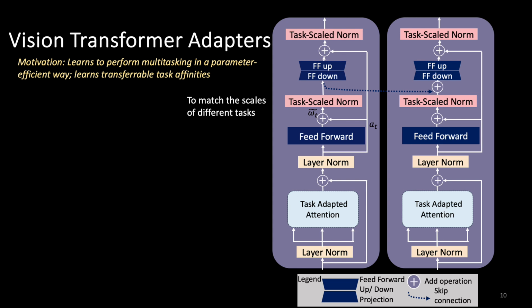Finally, we use a bottleneck with a feed-forward down projection, non-linearity, and feed-forward up projection, reducing the number of parameters significantly. For the subsequent layers, we use a skip connection to allow the task-specific information to flow from preceding to succeeding layers.